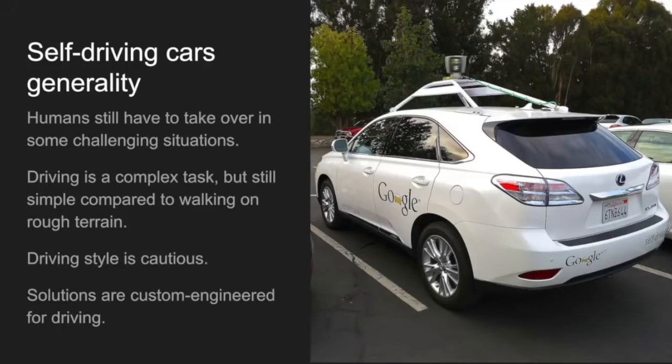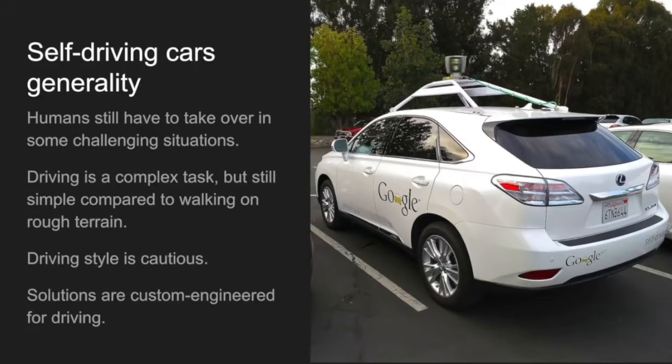Now, in terms of generality, there are a few things that make self-driving cars less general than they might at first appear. In fact, the biggest trick to making them successful is reducing the difficulty of the task, and so reducing the necessary generality of the solution. One of the things that happens is, especially during training, humans still have to take over in some challenging situations. When the human gets uneasy or the car signals it doesn't know what to do, then it falls back to the human.